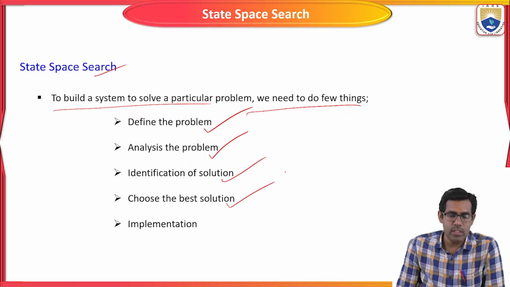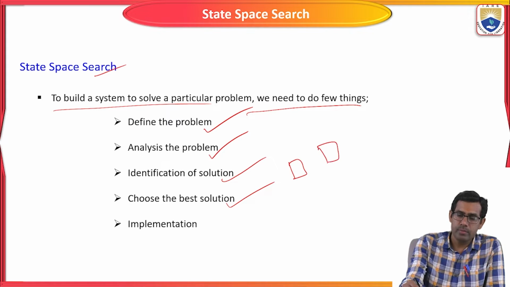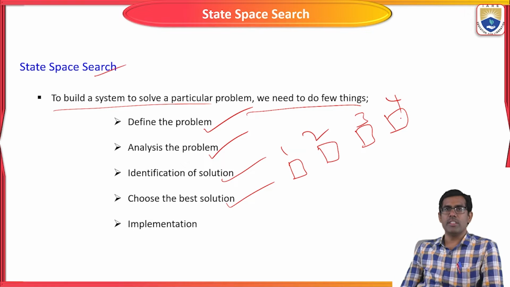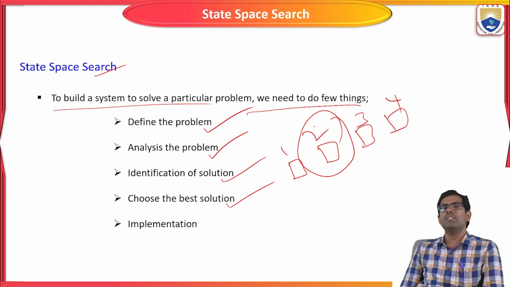The next one is choose the best solution. We have here a set of four solutions. From these solutions, I am going to choose the second one as the best solution for the particular problem statement, since it is nearest to the goal state.